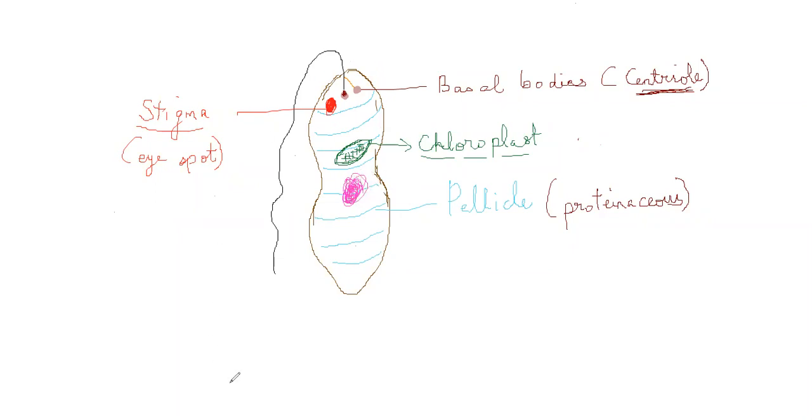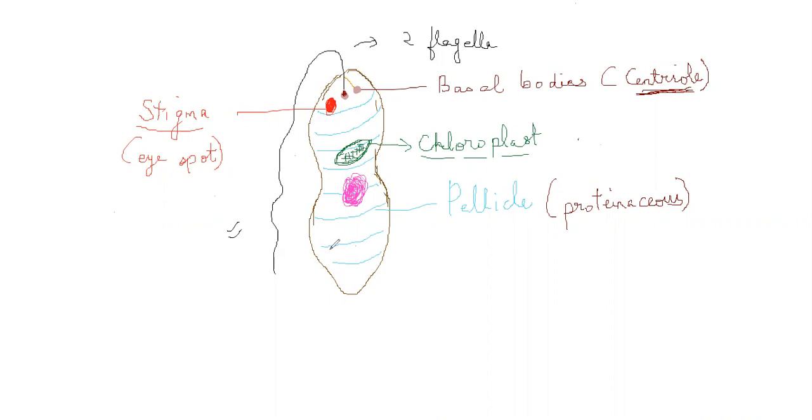How many flagella are there in this? 2. There are 2 flagella. This is the larger one, and this is the smaller one. Right? This is another. Right.